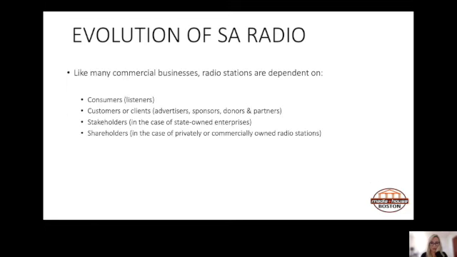Just like many commercial businesses, radio stations are dependent on consumers, in this case listeners, on customers or clients, in our case advertisers or sponsors, donors or partners, stakeholders in the case of state-owned enterprises, and then shareholders in the case of privately or commercially owned radio stations.